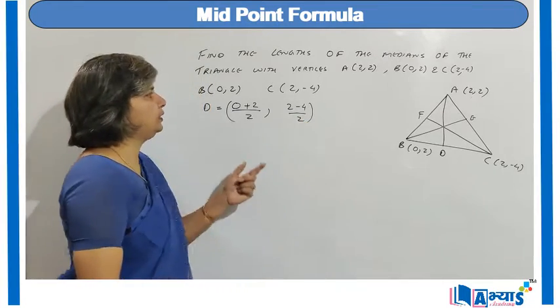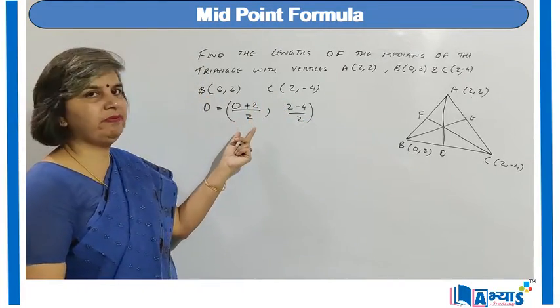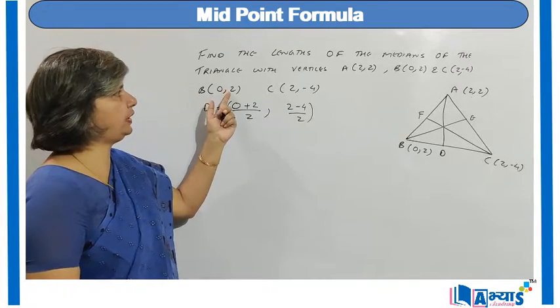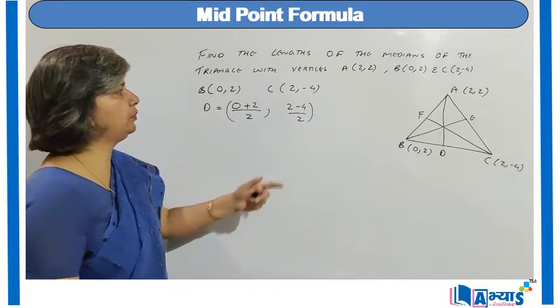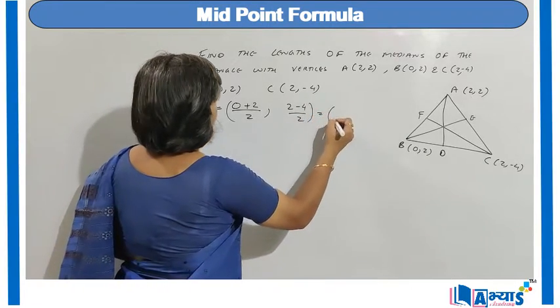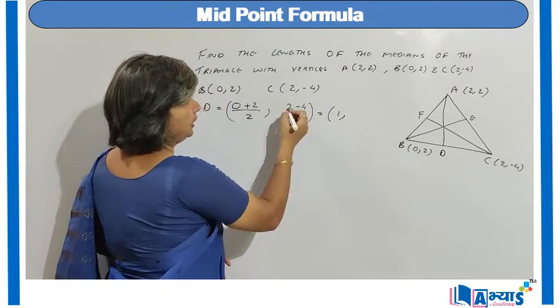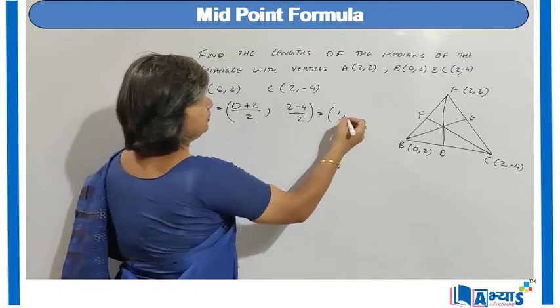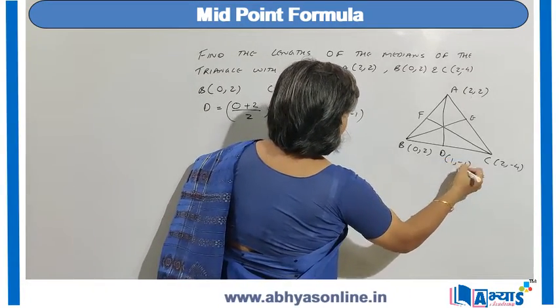That means we will add the x coordinates of both the points and divide by 2, and then we will find the sum of the y coordinates of both the points and divide by 2. It will be equal to 0 plus 2 means 2, 2 divided by 2 is 1, again minus 2 divided by 2 is minus 1. So the coordinates for D will be 1, minus 1.